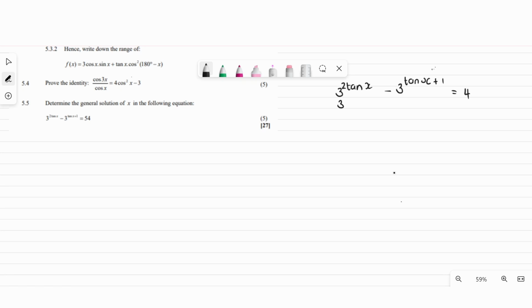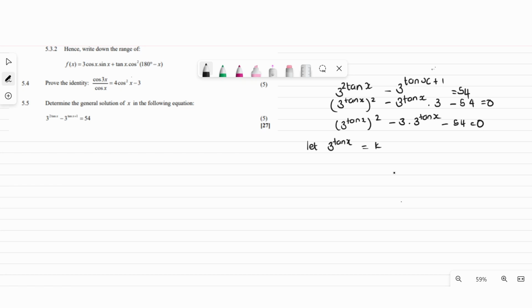If I take out the 2 outside and split this, then I'm going to take this 54 to the other side. I'm rearranging everything, so I'm going to take the 3 in front. Now I'm going to let 3 to the power tan x equal to k. Then wherever I see 3 to the power tan x, I'm going to substitute k. So let's do that. Do you see this is factorization? Then when you factorize this, you're going to get 2 brackets, then we solve for k. Then we know that k was 3 to the power tan x.